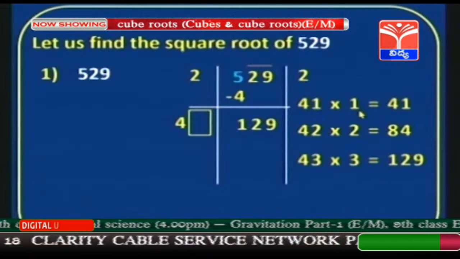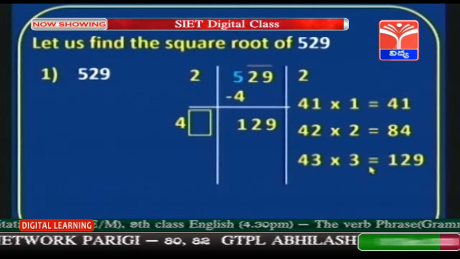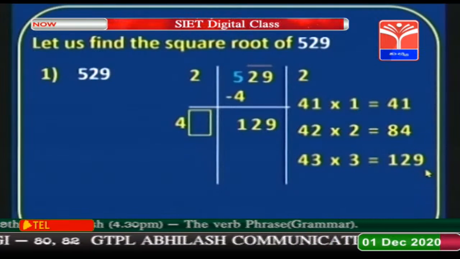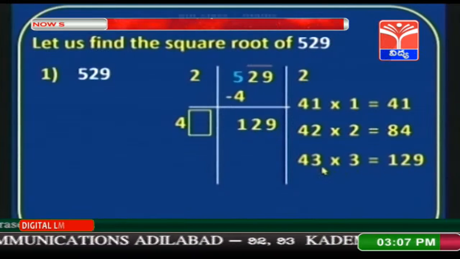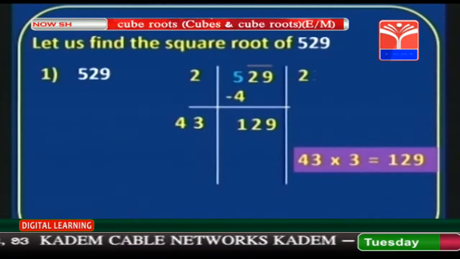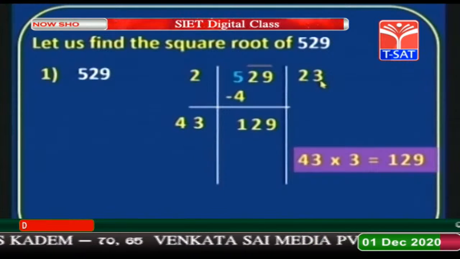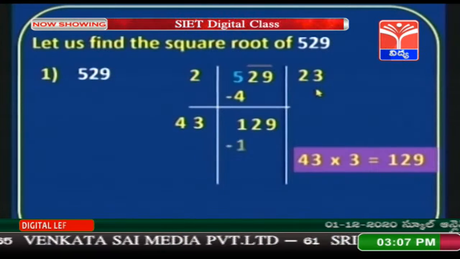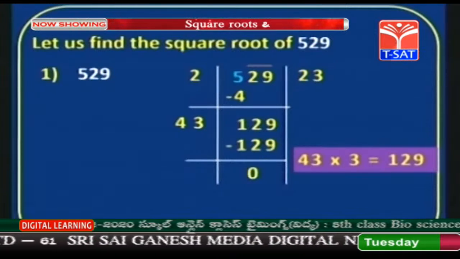So, what is 41 into 1? 41. 42 into 2? 84. 43 into 3? 129. Now, 129 is there. So, what you have to do? You have to take 3. So, I am selecting 43 into 3. I am multiplying with 3. If you take 3 here, here also you have to take 3 in the quotient position. So, what is 43 into 3? 129. 129 minus 129? 0.